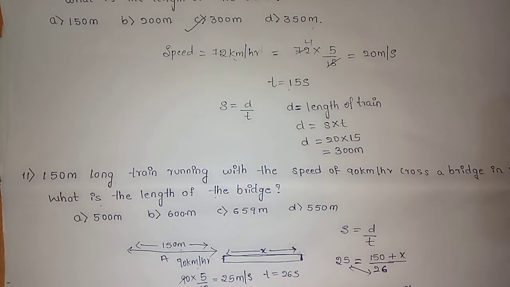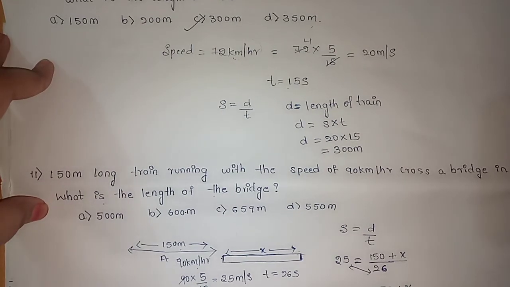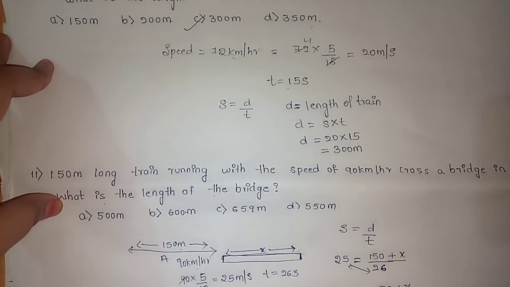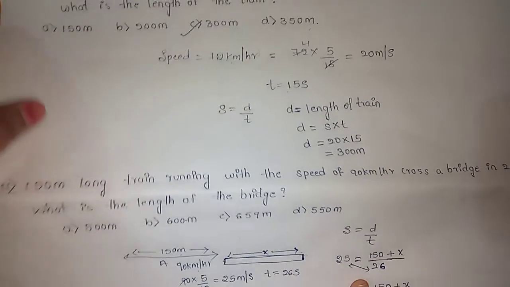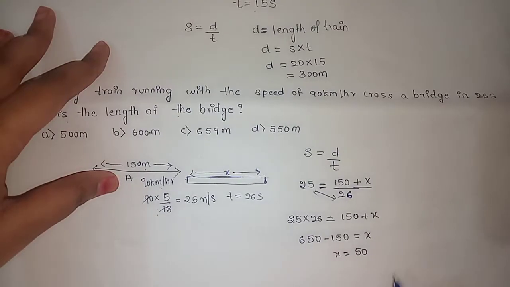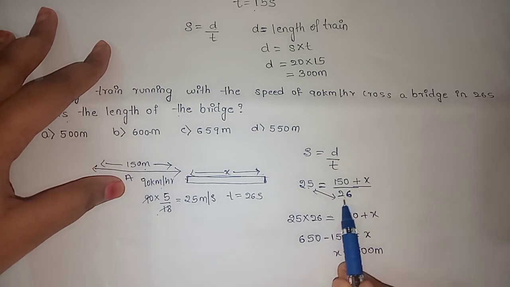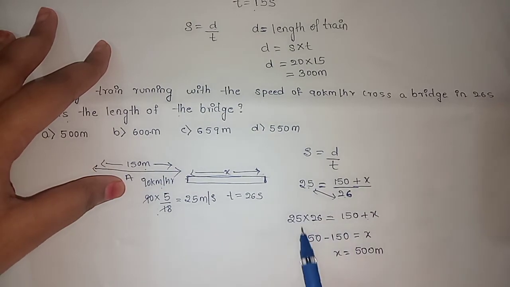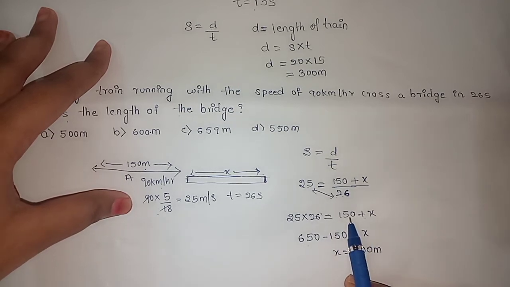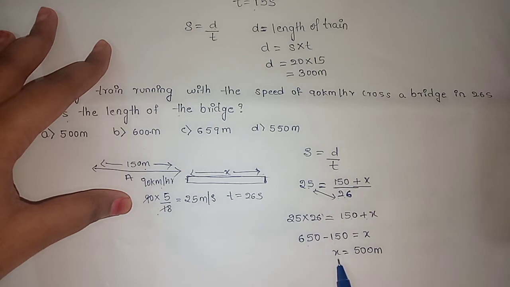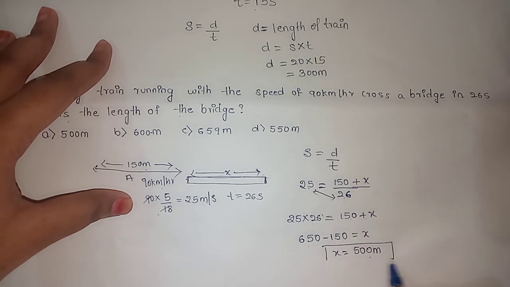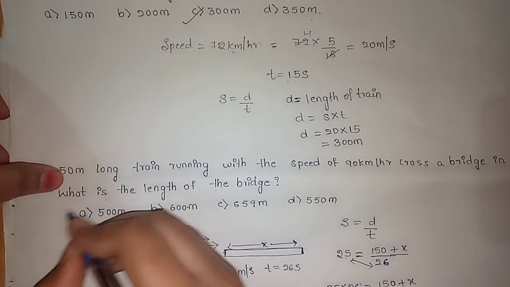When you multiply 25 into 26, you will get 650. Take this 150 to the LHS side, minus 150. Then x is equal to 500 meter. I just multiplied 25 into 26, cross multiplication, 150 plus x, which gives 650. Then take the 150 to the LHS side. After solving, you get 500 meter. That is option A.